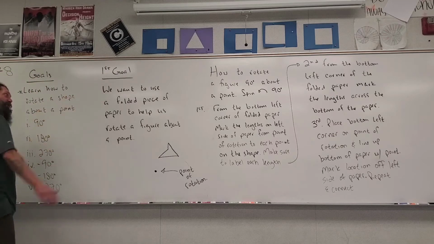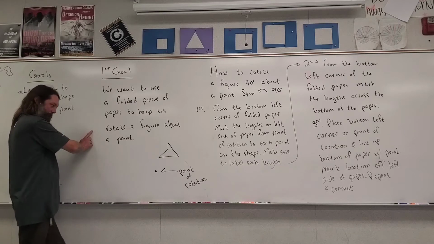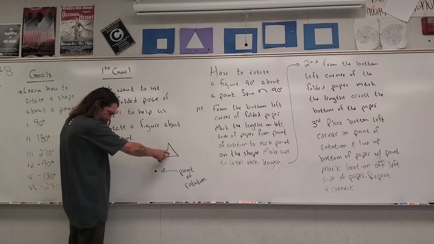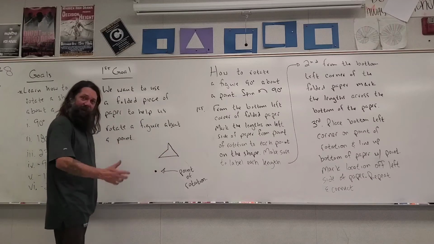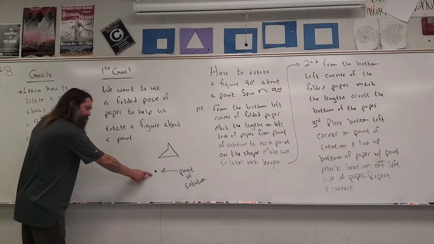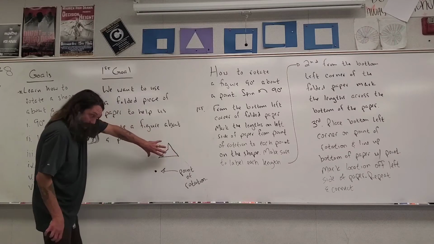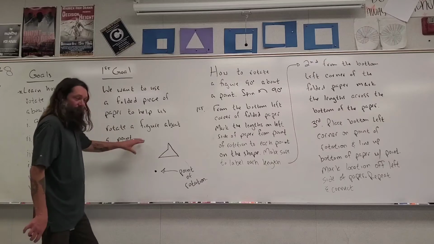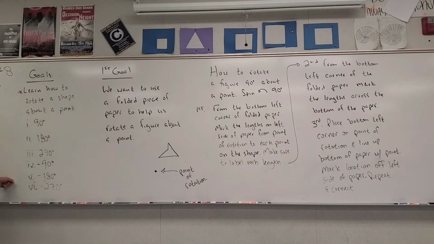Our first and only goal is we want to use a folded piece of paper to help us rotate a figure about a point. So we're going to have a shape. We're going to have a point, it could be in the shape, but for now it'll be outside of the shape. And we're going to call this our point of rotation. And we're going to rotate our object in either this direction or the other direction around this, and we're going to rotate in these increments.